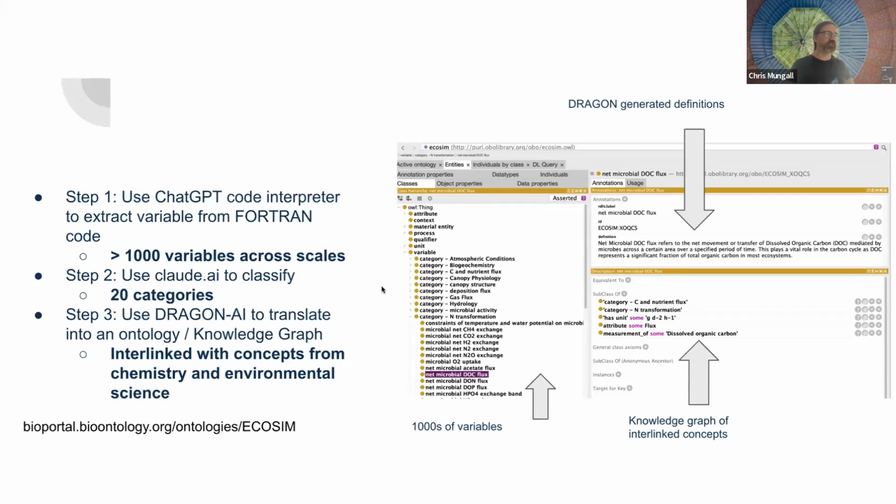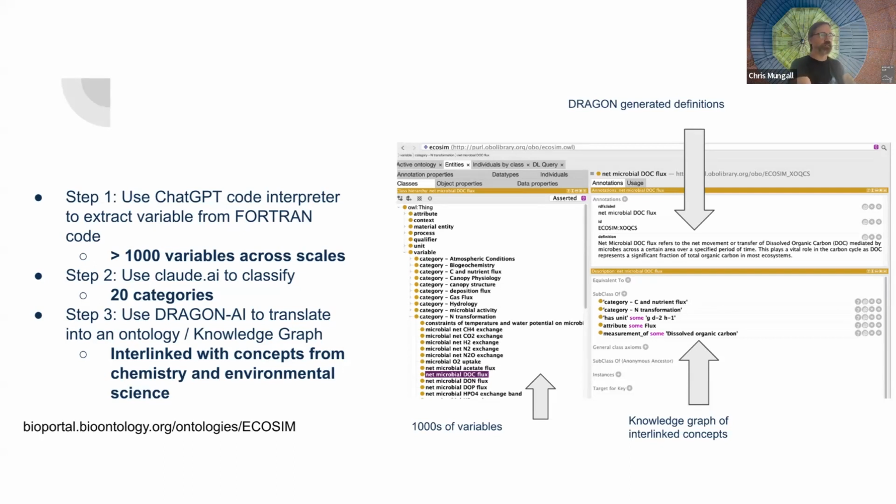You can see this in the Protégé view here. So categories like atmospheric conditions, biogeochemistry. And then as the final step, we used the Dragon AI workflows within CurateGPT to translate this into a full ontology and knowledge graph.